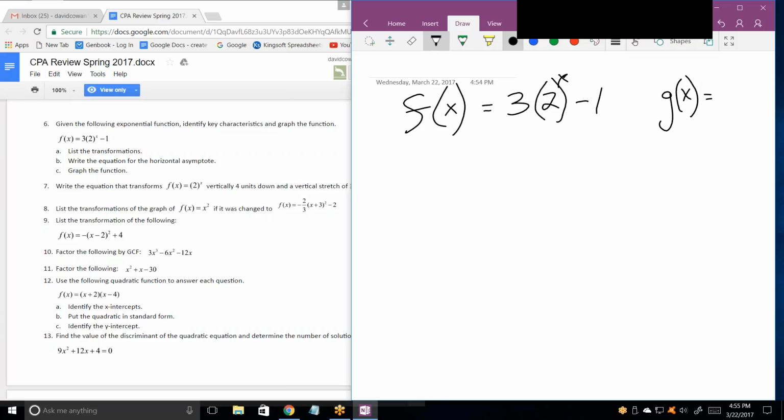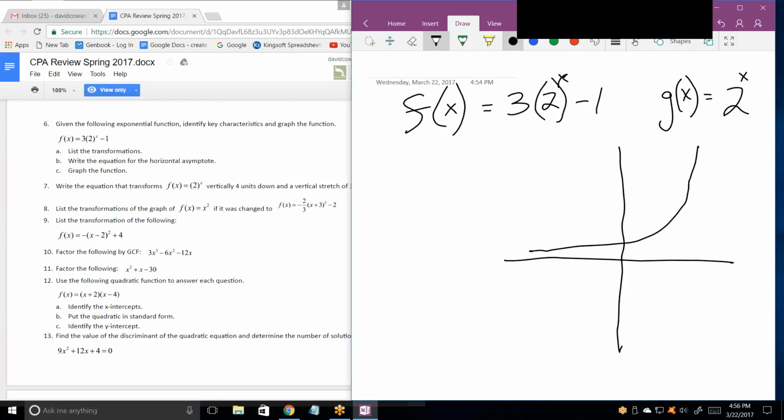What's the parent function? In other words, what you're looking at here is not the parent function. That is the transformed function. So you have to figure out what is the parent function in this particular case. It's 2 to the x. And the graph of 2 to the x, as long as we're doing it, looks like this. Almost all exponential functions look like that. So that's what that function is.